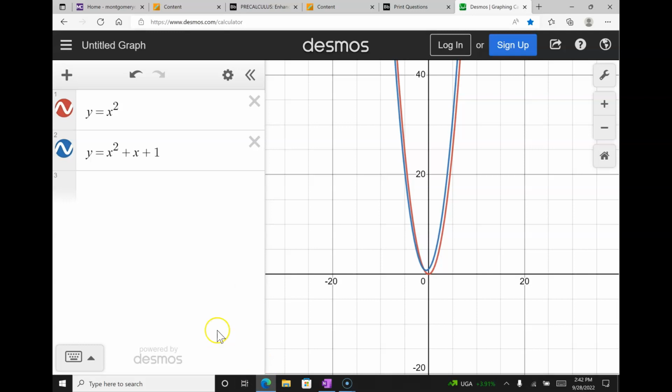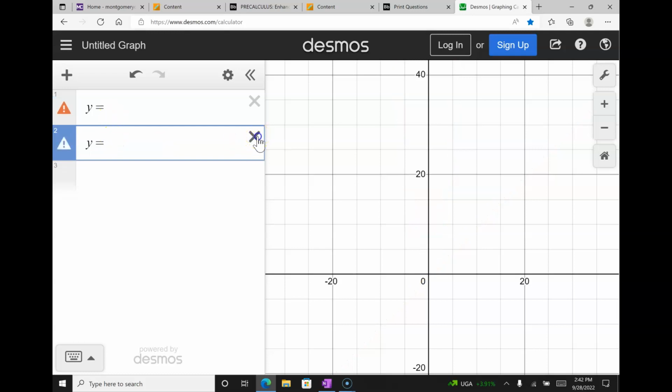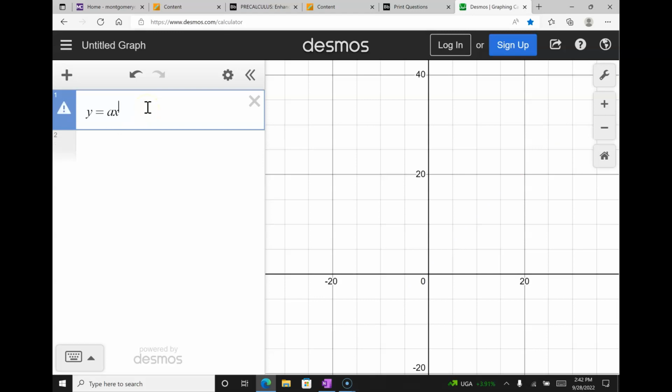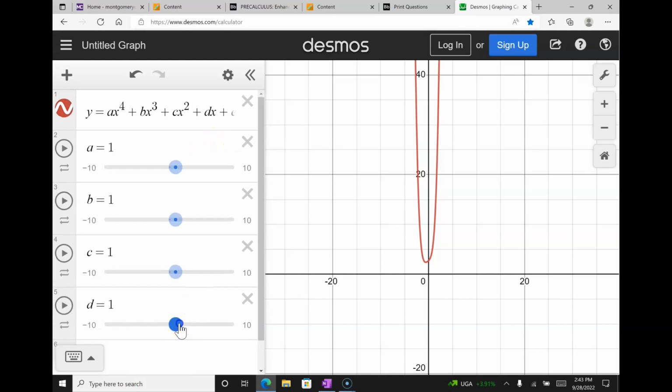So you said x to the 4th, right? Let me just put one in real quick. Ax to the 4th plus bx cubed plus cx squared plus dx plus e. And I'm going to make these all sliders. I don't know why I lost my e value, but that's okay. So this one looks like 2 turns, right? So at most 3 turns is what I should have. Let me see if I can get one. This one's 3 turns.